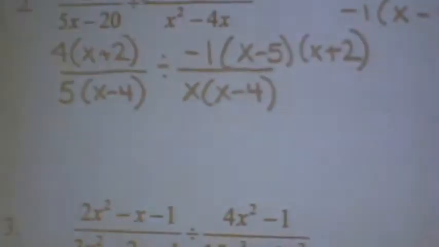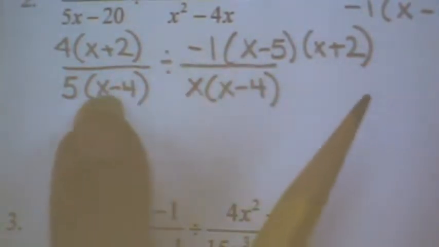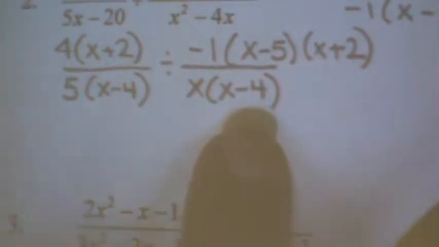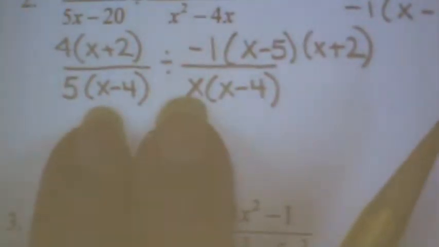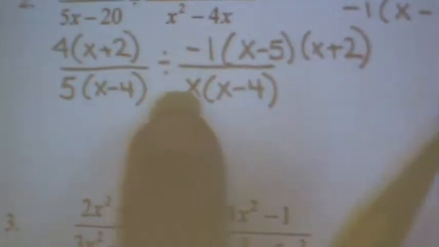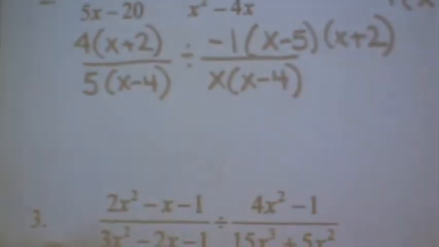Now when you state your restrictions, what are the restrictions? What don't you want? 4. You don't want zeros in the denominator of any fraction. So if, heaven forbid, you got a 4, that would not be good. Or what other number? 0. So far I have 2 restrictions, 0 and 4. So x cannot be 0, and it cannot be 4. Does everyone understand those restrictions?